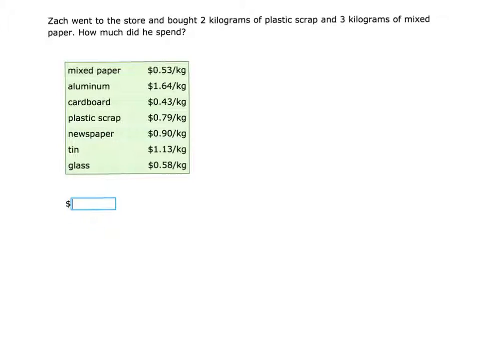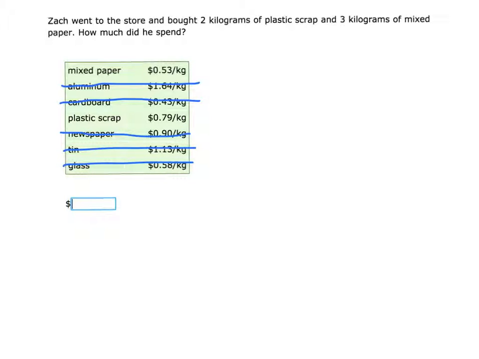So we have someone going to the store again. This time it's Zach. Zach went to the store and bought 2 kilograms of plastic scrap and 3 kilograms of mixed paper. Dying to know what he's going to do with plastic scrap and mixed paper, but I guess we'll never find out. We don't use aluminum in this problem because he's not buying any of that, or cardboard. And we can eliminate the other ones that aren't relevant. Which other ones are not relevant in this case? That's right, newspaper, tin, and glass.